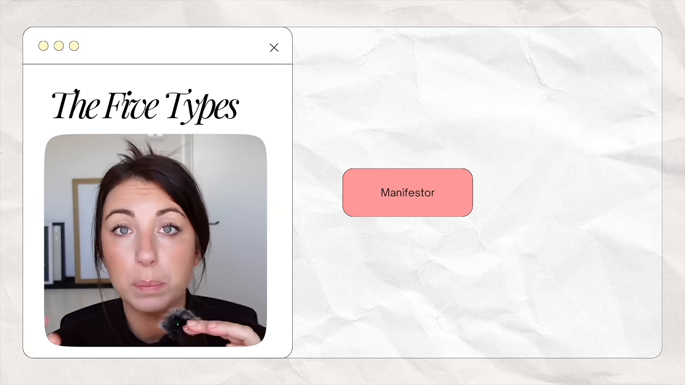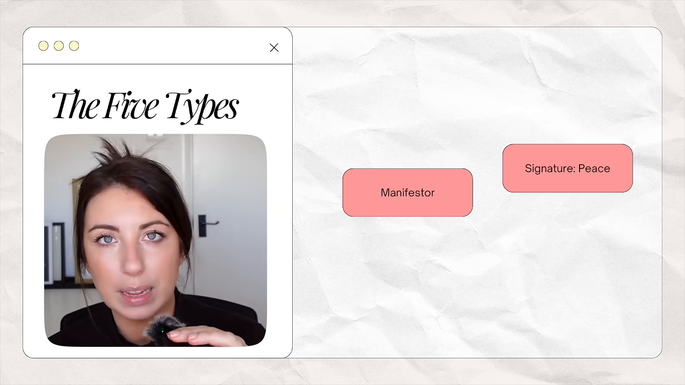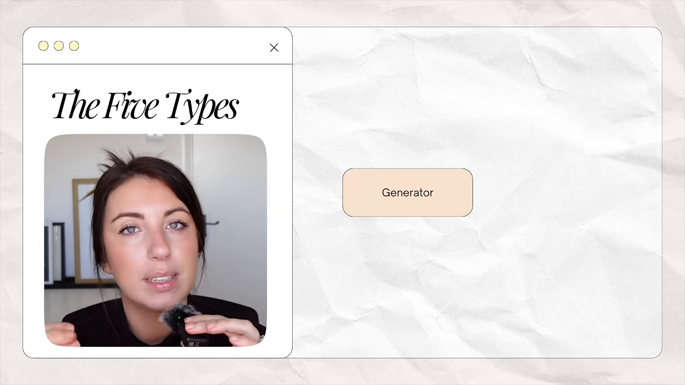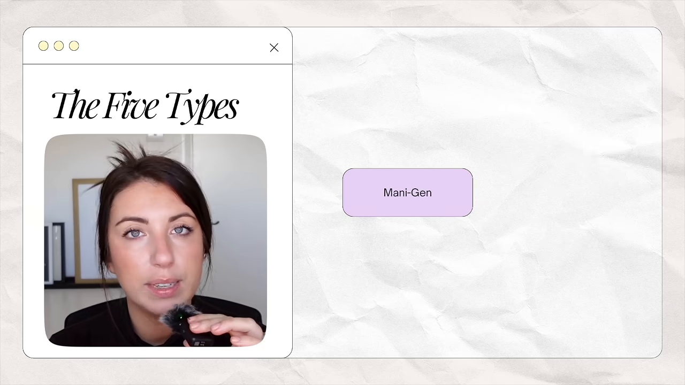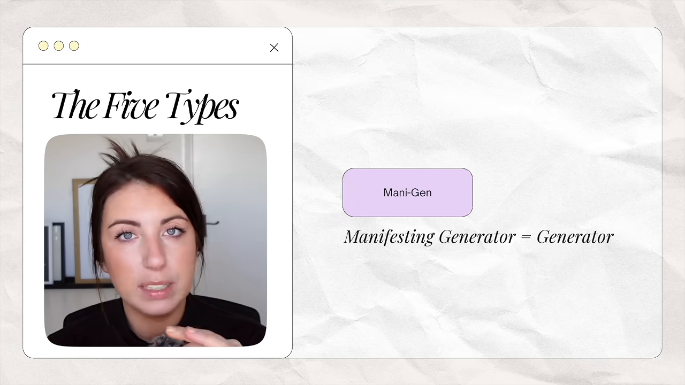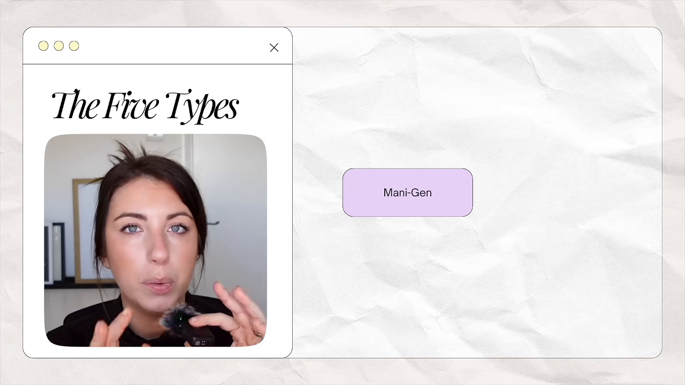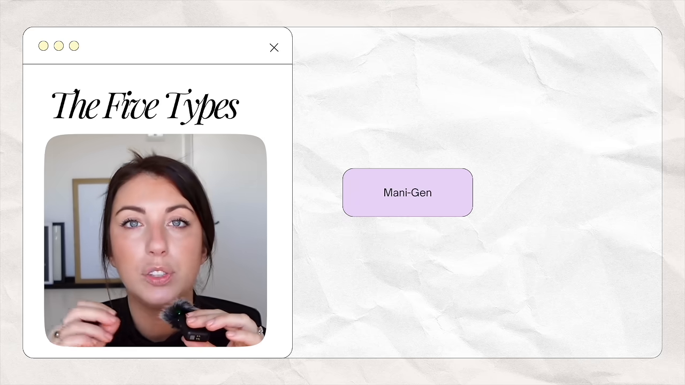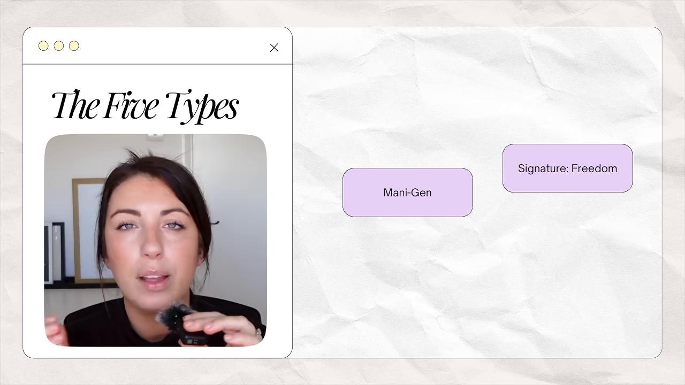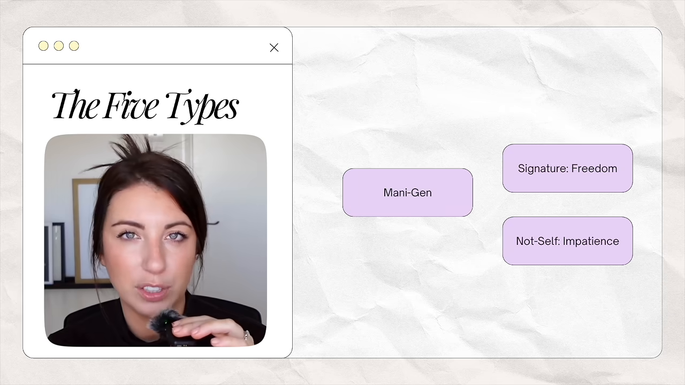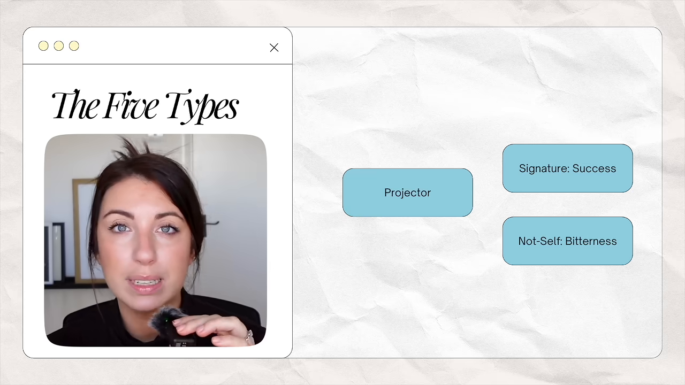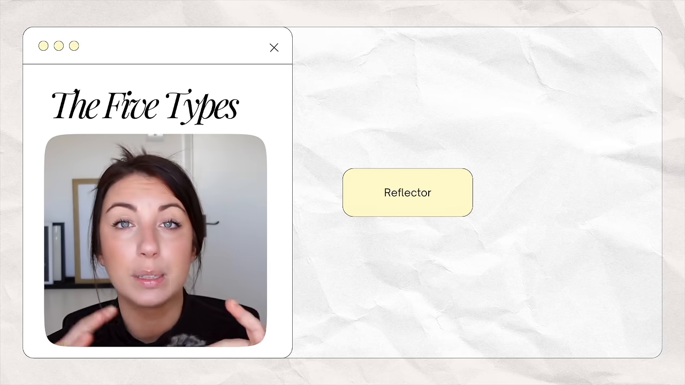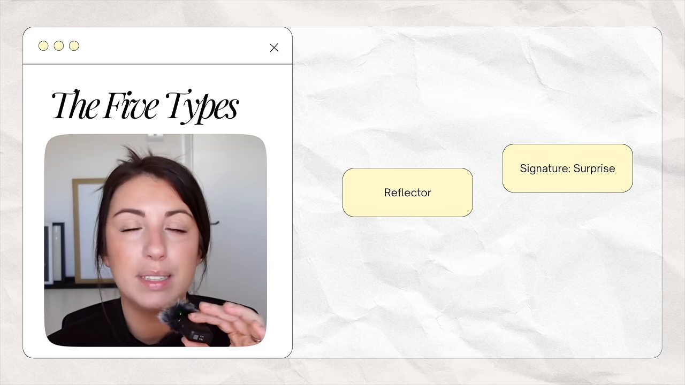Let me quickly run you through them. If you're a manifestor, your signature is peace and your not self theme is anger. If you're a generator, your signature is satisfaction and your not self theme is frustration. If you're a manifesting generator, it is similar to a generator because you share the same aura, but yours can more accurately be described as your signature being freedom and your not self theme being impatience. If you're a projector, your signature is success, your not self theme is bitterness, and if you're a reflector, your signature is surprise and your not self theme is disappointment.